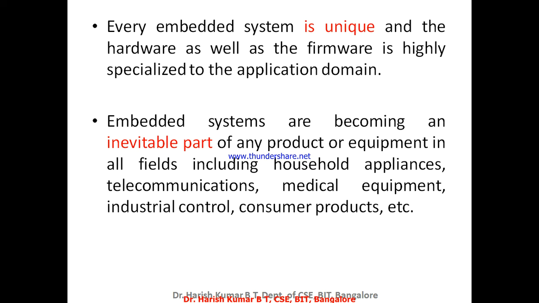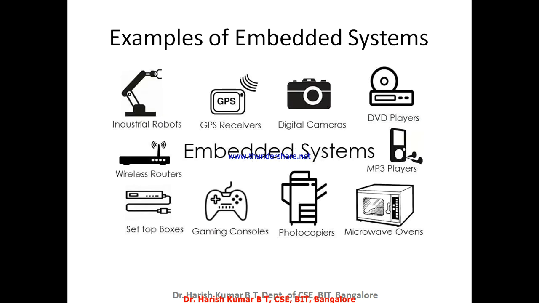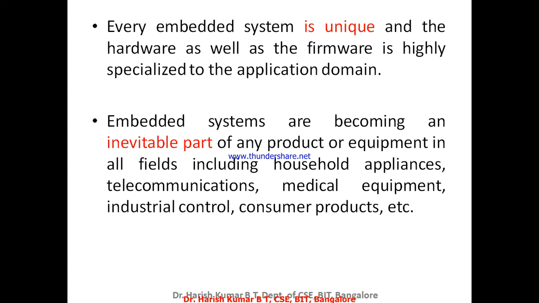The software and the hardware used within the embedded system vary from one application domain to another application domain. That means the hardware and the software or firmware we use in the embedded system is application specific. For example, I showed so many examples of embedded systems, and in none of them do you have the same hardware and firmware. This behavior of embedded systems makes them unique from one another. That means all embedded systems are not the same, they are unique.